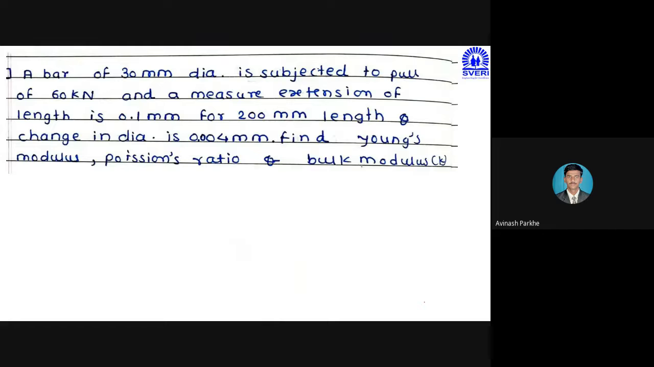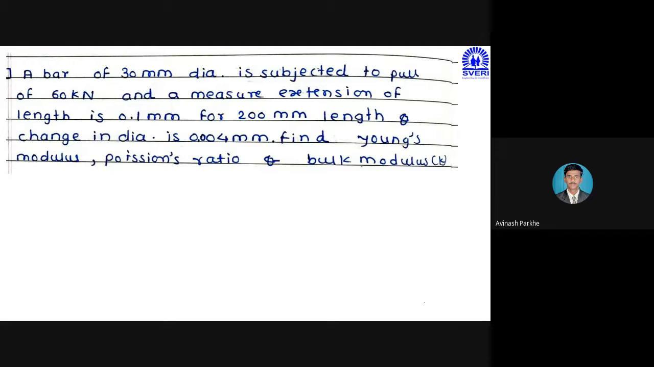Now we will solve the numericals based on the elastic constants. So this is problem number 1 related to the elastic constants. Identify such types of problems from the unknown parameters. In the unknown parameters, they have asked to find the Young's modulus, the Poisson's ratio, and the bulk modulus. It means we have to be clear that the problem will be based on the elastic constants or their relations.